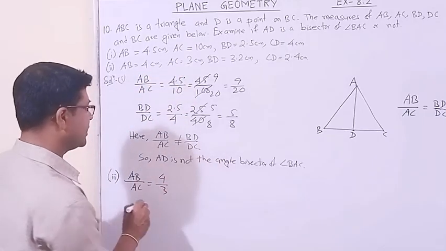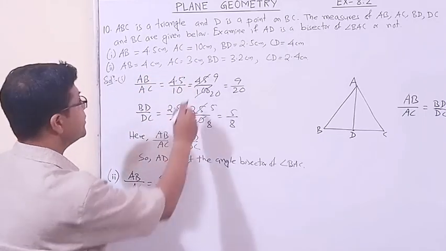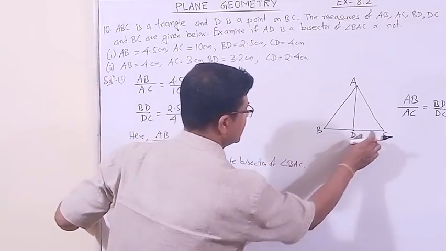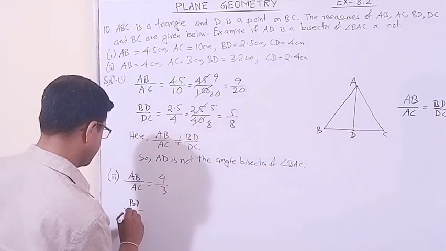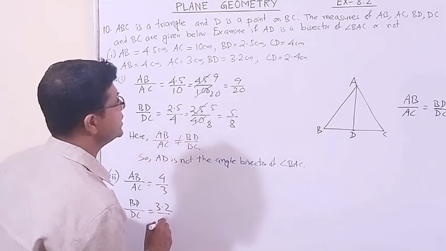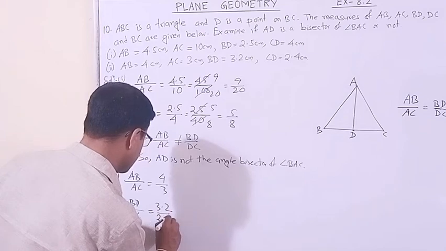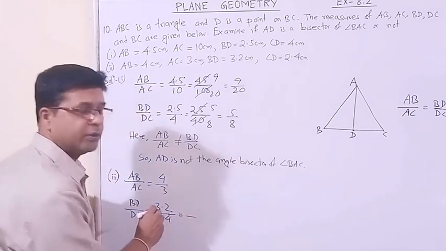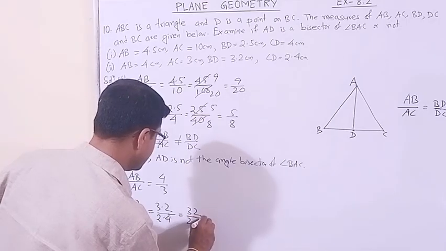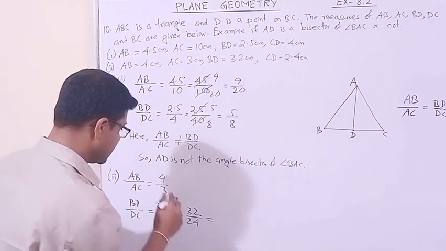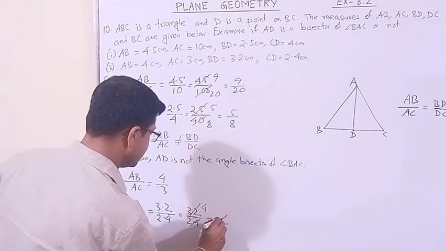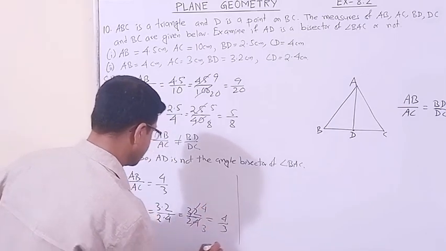We cannot cancel further. Then BD by DC. We are finding BD by DC. What is BD? 3.2. DC is 2.4. Let us multiply the numerator and denominator by 10. 32 by 24. Alright, I hope you are understanding. Now let us cancel by 8. 8 4s are 32, 8 3s are 24, 4 by 3. So they are equal.